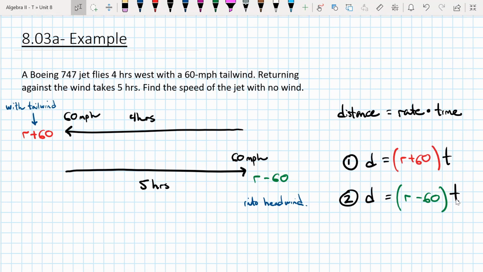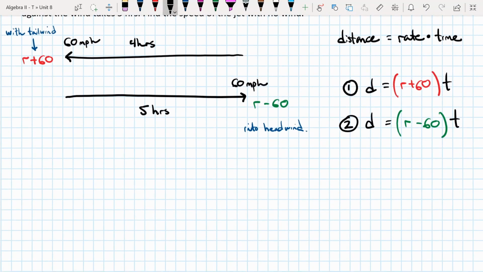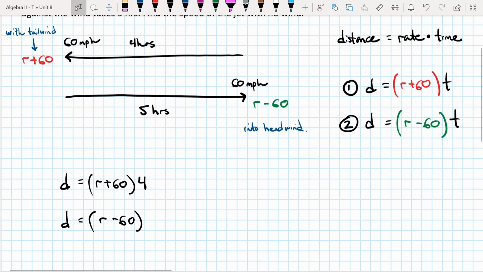Okay, so we know what the t values are, and we're going to use that to set up two equations. The distance here is equal to r plus 60 times t for the first scenario, which is 4. And the second equation is d is equal to r minus 60 times 5, because that's the time in the second scenario when it's going into the headwind. And so now we have a 2 by 2 system of equations, two equations with two unknowns, and we're going to use those principles that we learned the last two lessons to solve this for r. Okay, we could solve this for d if we wanted to, but we actually don't need to.